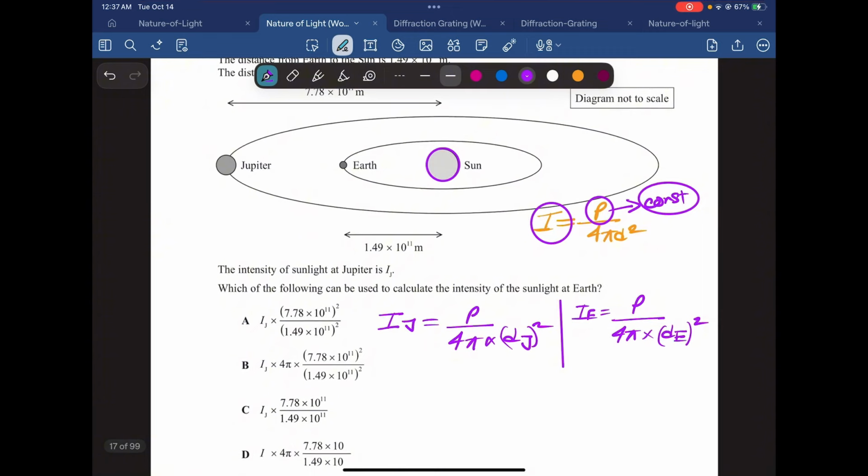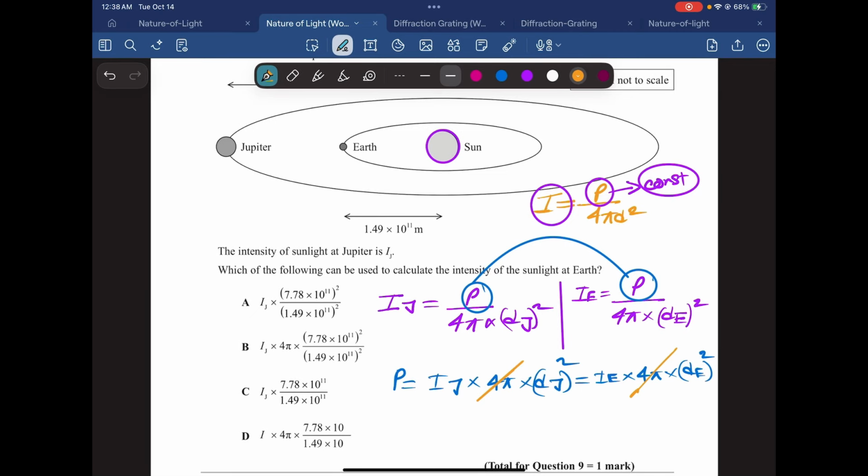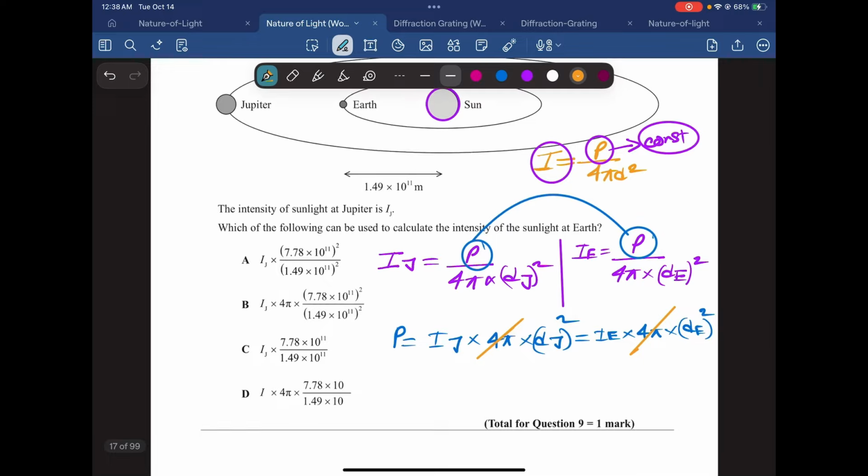Right, now we know power is the same for both of them, so we can just make power the subject. Both of these powers are constant, so we can write power is equal to intensity of J into 4 pi into dJ squared, which is equal to intensity of the Earth multiplied by 4 pi into distance of the Earth squared, right? Now from here we can cancel out this 4 pi as well as this 4 pi. Both of them are cancelled out. Now what are we left with?